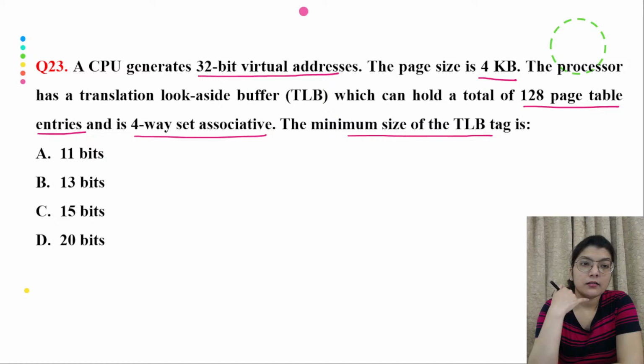So what about this question? They have given us that the CPU is generating a 32-bit virtual address. So we know that the size of any instruction is what? It is your 32 bits. Address is 32-bit. Okay.